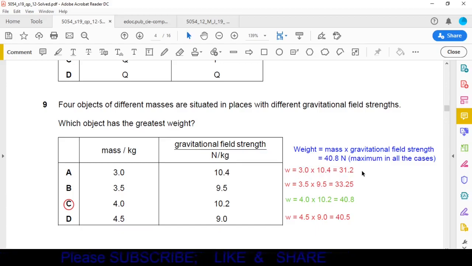In the same manner, we have calculated weight in option B, option C and option D. And now it is clear that in the option C, weight is 40.8 Newton, that is greatest. In other option, weight is less than 40.8 Newton. So our correct option is option C.